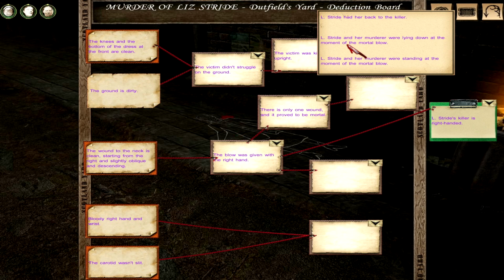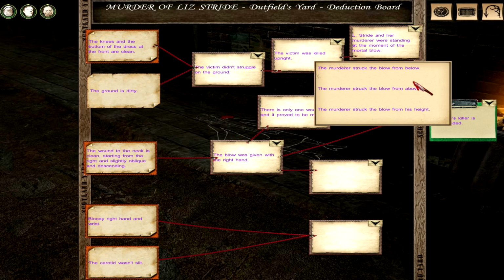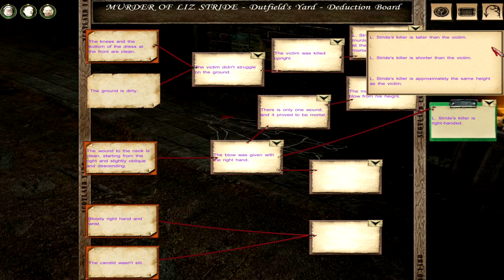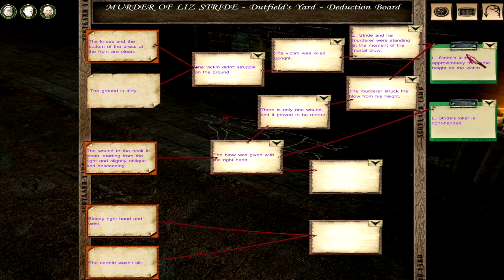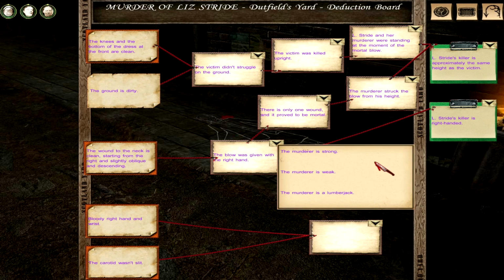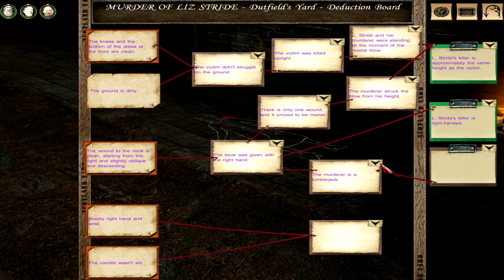Let's have a look. So she couldn't have been lying down. She must have been standing. Okay. Struck the blow from above, below, or from the same height. Oh, I actually got that right. Well. All these little tabs. The amount of combinations is mind-boggling. It confuses my brain. The murderer is a lumberjack, obviously. Everyone knows that. It's a strong man.